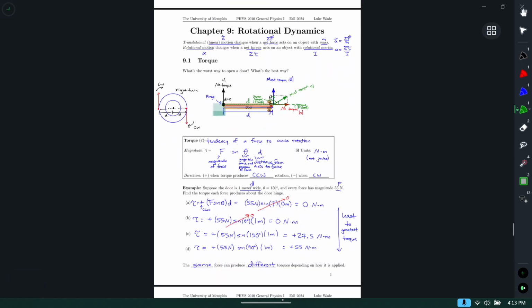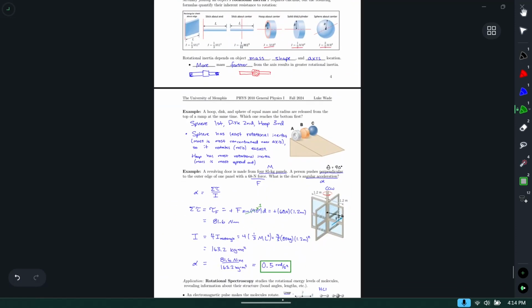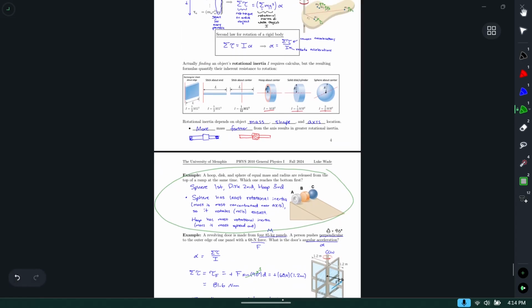For Chapter 9, main concepts would be still the sign convention thing for torque, but also questions like this, just comparing rotational inertias. On the equation sheet, you don't have the pictures of them, but you have this list of rotational inertias. And so I might ask you which one is going to be easier to swing in a circle or spin or whatever else. And it's going to be the one with the least rotational inertia, the smallest amount.